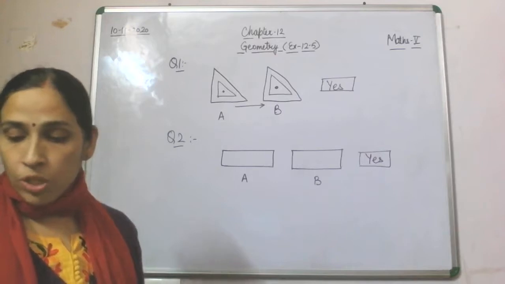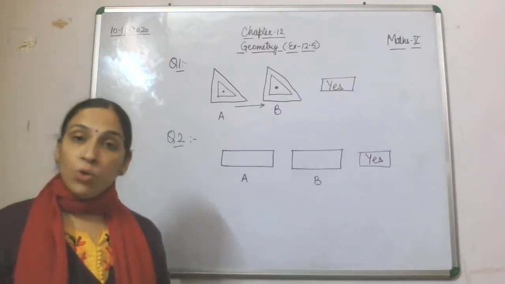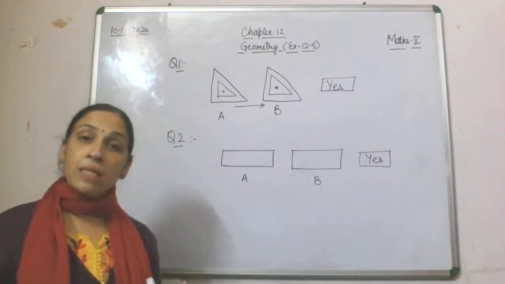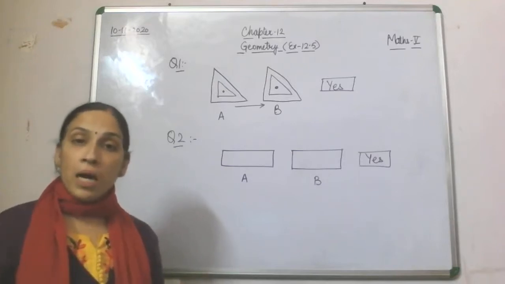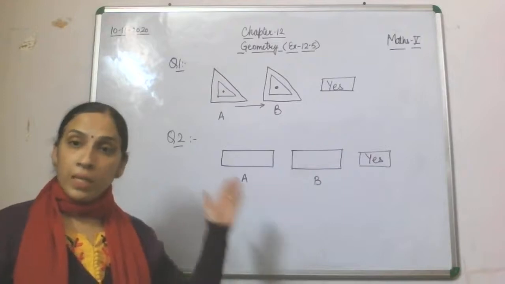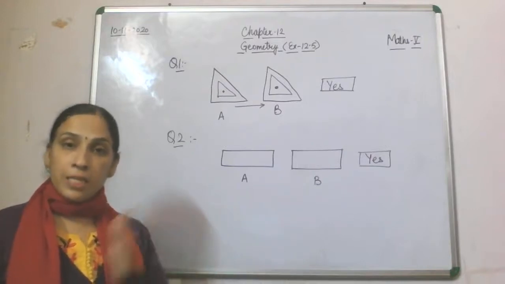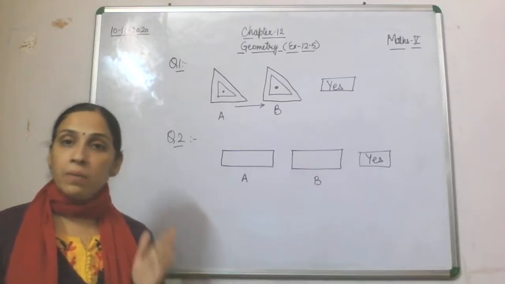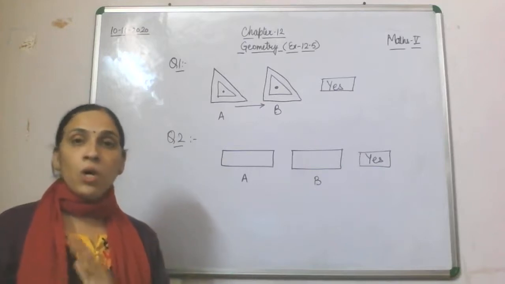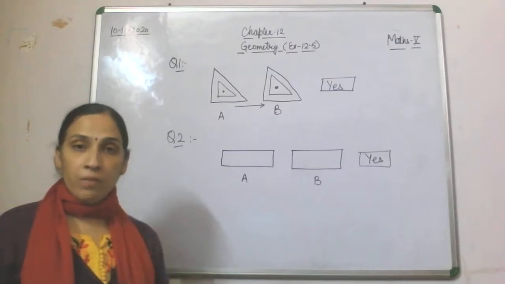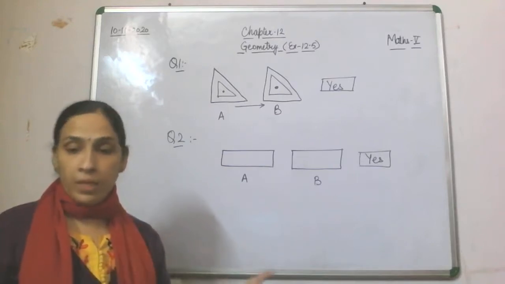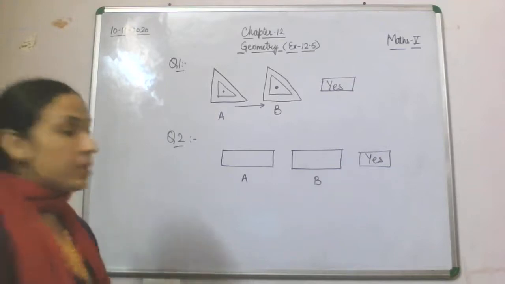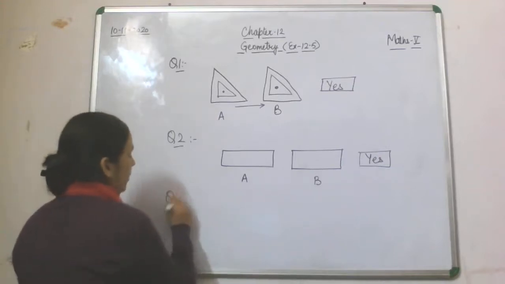Now we'll come to question number 3. Can you obtain figure A after translating figure B? Now this can be asked in both ways. Whether figure A can be translated, or you will be getting figure B when figure A is translated, or you will be getting figure A when figure B is translated. So here again you have been given 2 figures, that is Z.